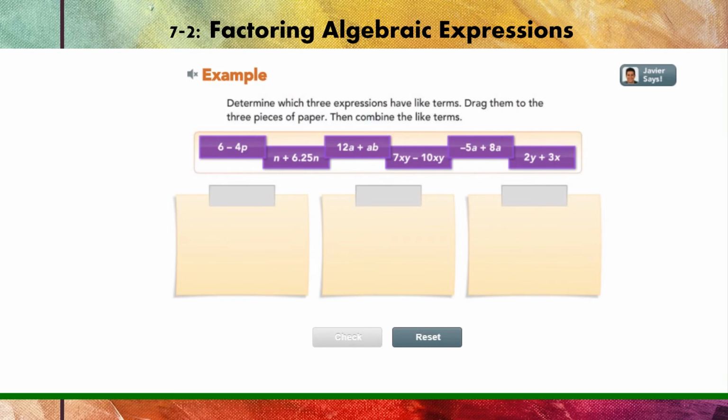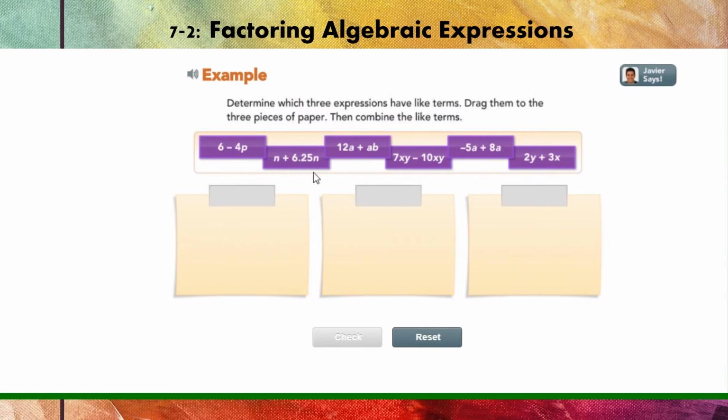Determine which three expressions have like terms. Drag them to the three pieces of paper. Then combine the like terms. In order to have like terms, we must have the same variable parts. So we look at the first one. The first one is 6 minus 4p. So if we look at this, 6 does not have a variable part, and this -4 has a variable part p. So this one does not have like terms because the variable parts are not the same.